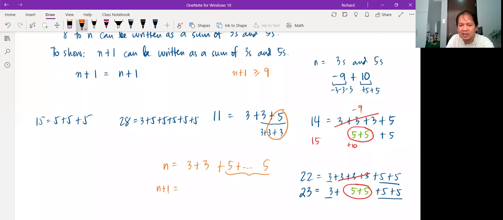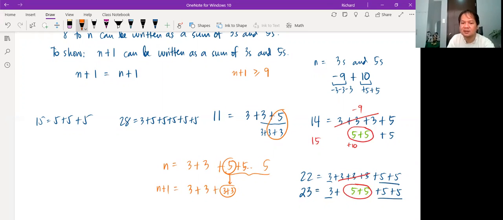Plus 3, then plus 5, 5, 5, 5, 5, 5. How was that again? What do we do? We'll replace one of the 5s by 3 plus 3. That's it. All right, so that's the way of generalizing it. This 5, you replace by 3 plus 3, and then copy the rest.